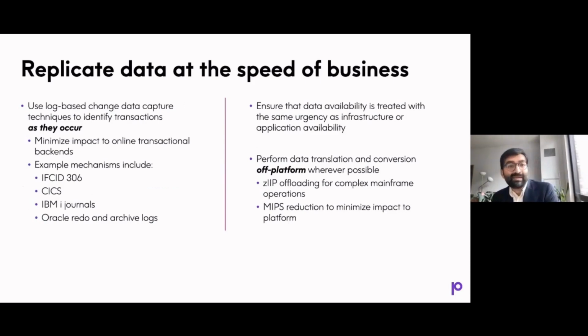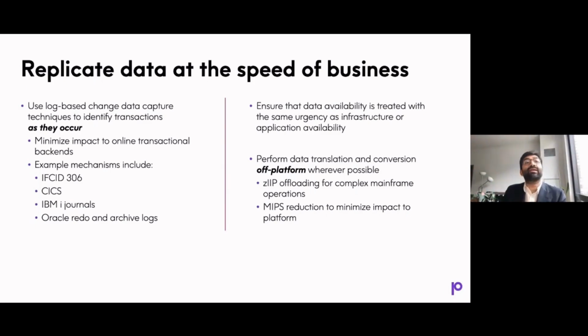So the next piece here, right? Replicating data at the speed of business. I think this one, again, is really critical. Again, think through what I mentioned before around data availability going the way of application or infrastructure availability.